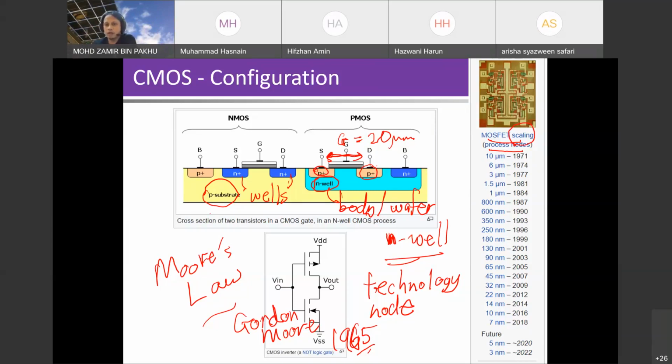Okay, so back in 1971, for example, the physical size, if you're referring to the gate dimension there, the G there, went down to about 10 micron, and then a couple of years later reduced to about 3 micron. In the 80s, reduced to about 1 micron. So 1981, 1.5 micron. So if you look at the 90s, it went down to 200 plus in nanometer already.